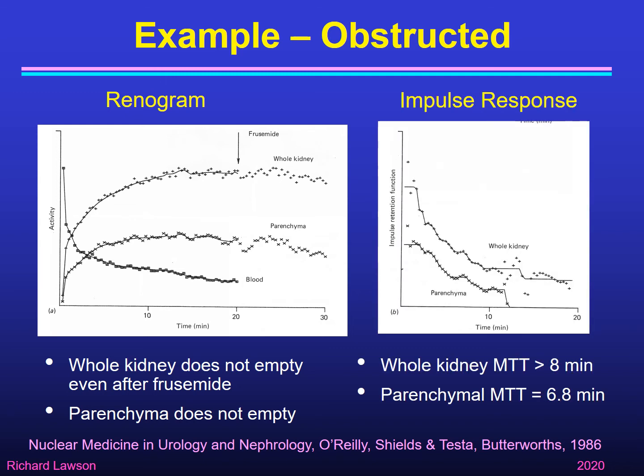But when we calculate the impulse response after deconvolution, we can see that the whole kidney transit time is also long. We also had to stop here at 20 minutes because we couldn't carry on after the time the Frusemide was given. But in this case, the transit time for the parenchyma is also long. So whether we look at the increased parenchymal transit time, or the fact that the parenchyma curve doesn't empty, or the fact that the whole kidney curve didn't empty after Frusemide, that leads us to the conclusion this is an obstructed system.